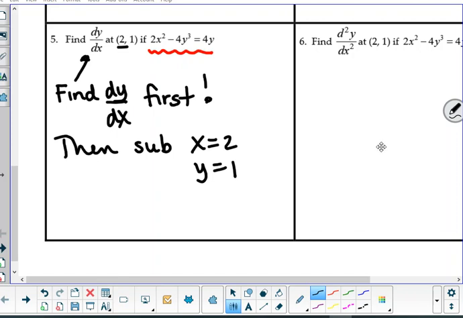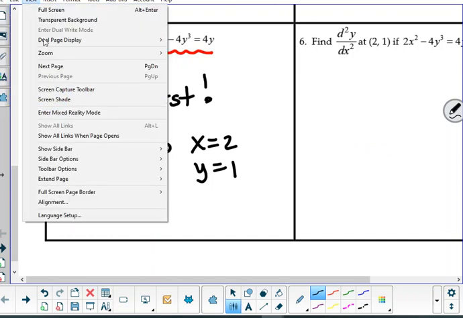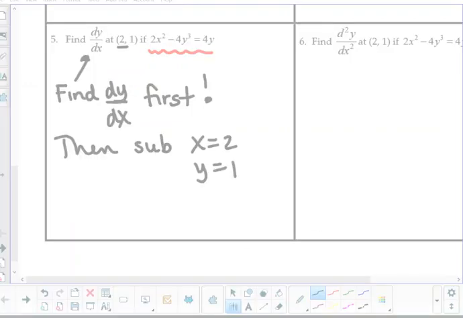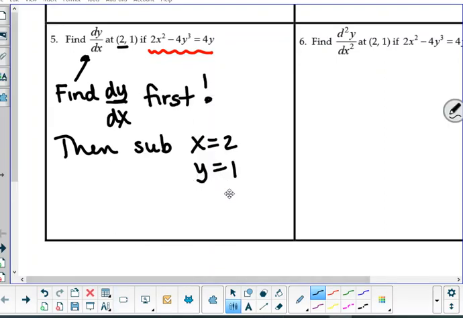All right, so let me grab my, I wonder where my screen capture toolbar went. Hello, screen capture toolbar, where are you? Oh, there it is. It's under my recording thing. All right, so let me grab this expression, send it to a new page.